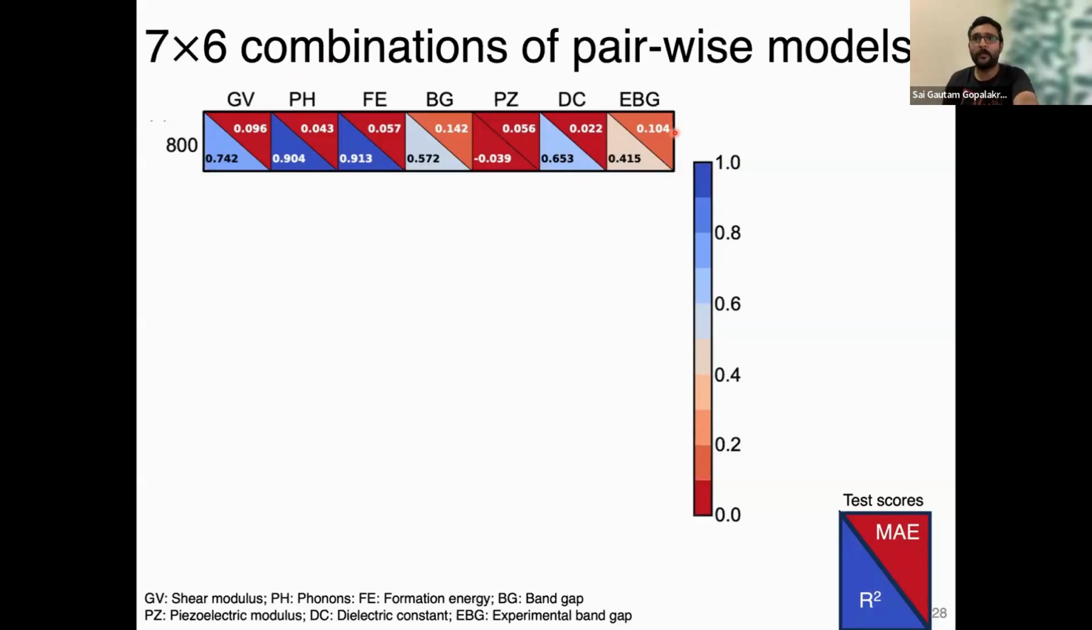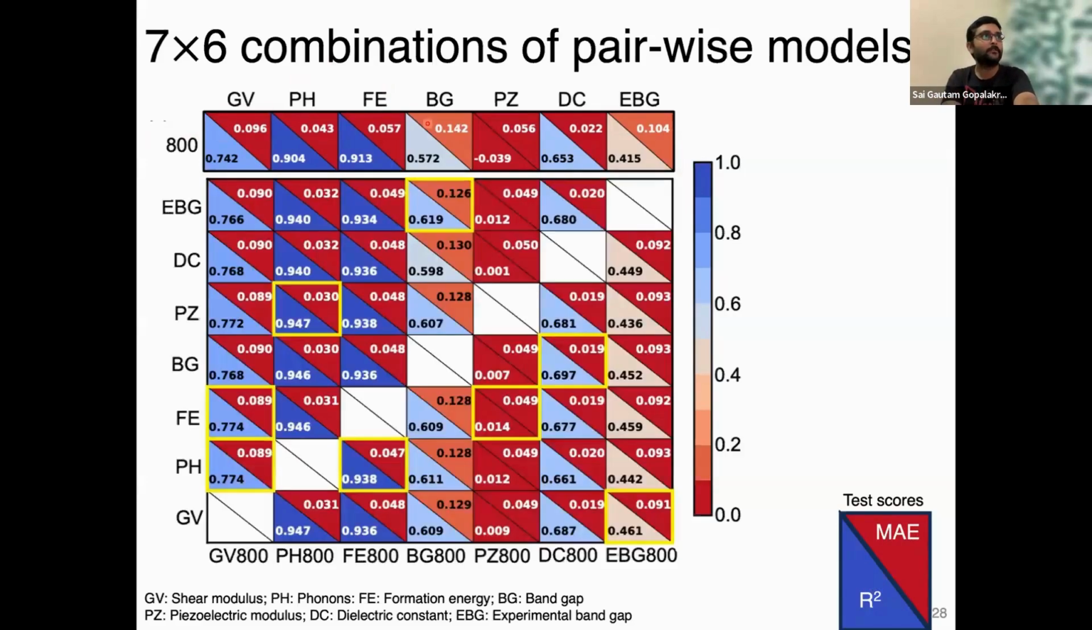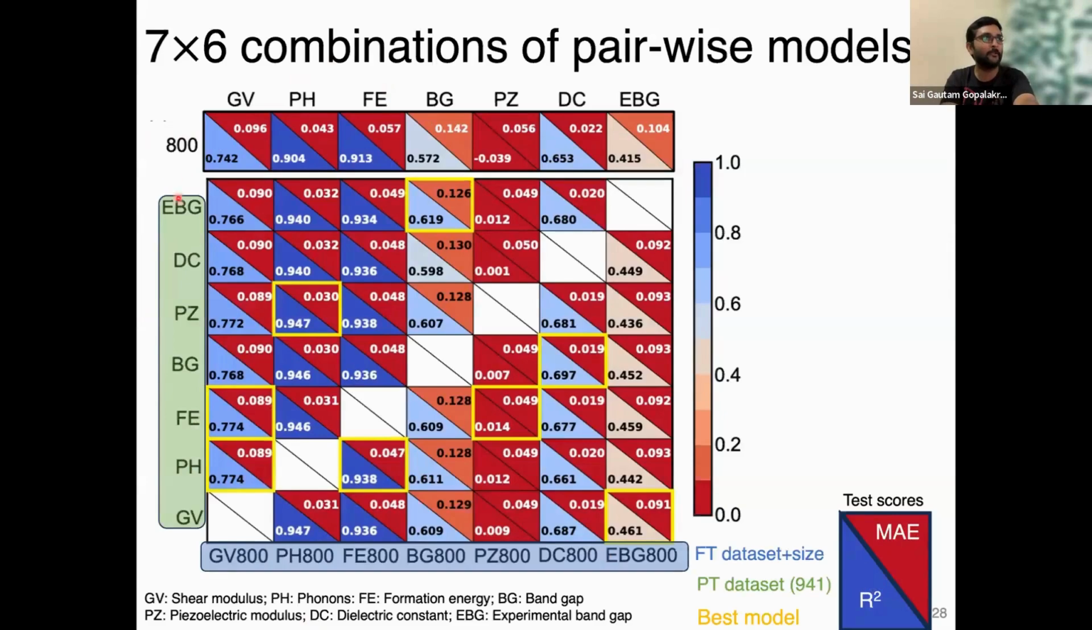I can also do transfer learning, which is what we did here. So what we did is basically pre-train on one of these data sets and fine-tune on the other data set here. The y-axis shows the pre-trained data set, the x-axis shows the fine-tuned data set, and all the fine-tuning was done on the same data set size, about 800 points, right?